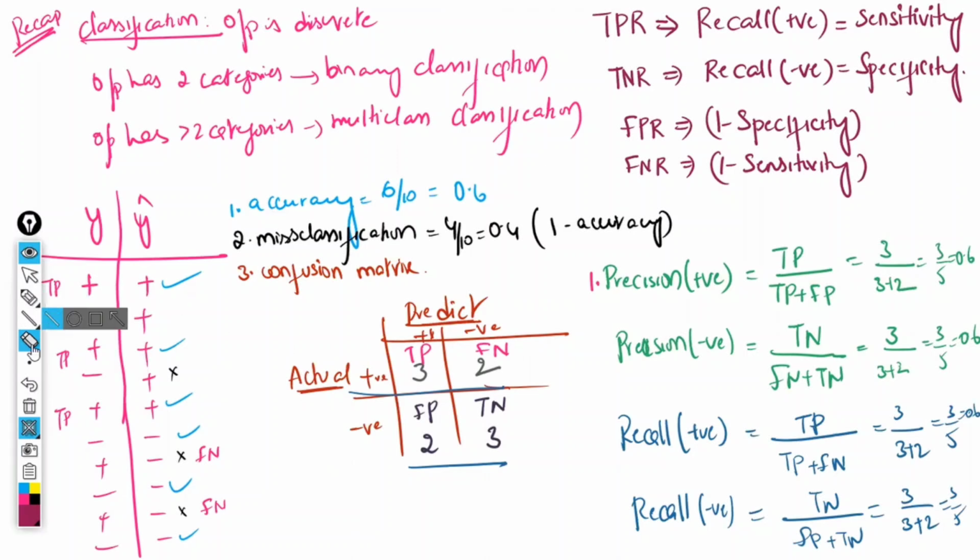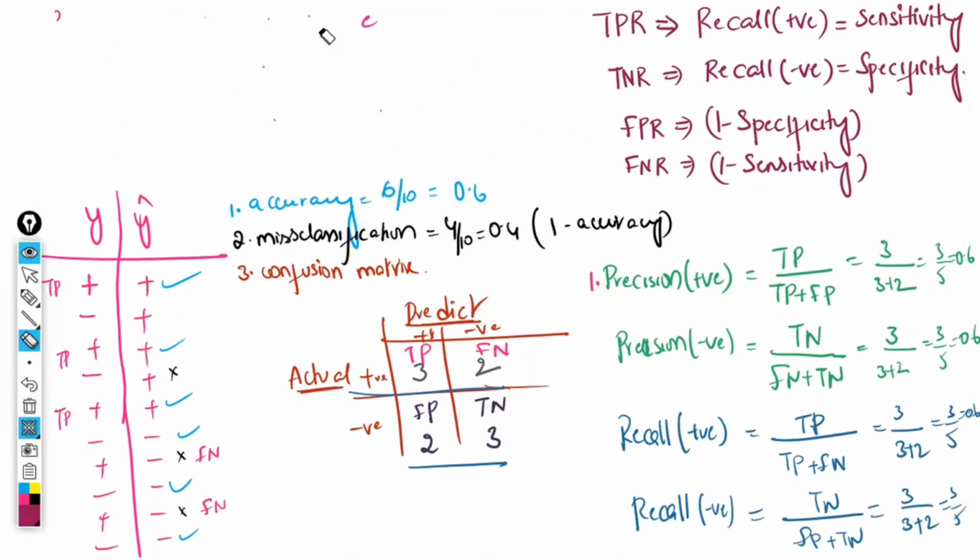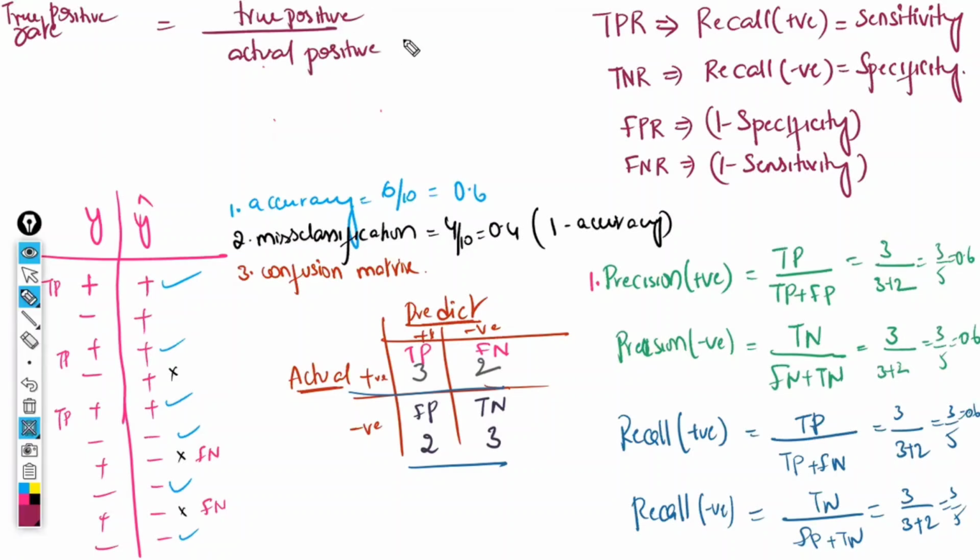Now, the question is, sir, formula-wise you have written it and it is also called that, but what is meant by rate? Just understand what is meant by rate. Rate means with respect to actual. When you are working on the true positive rate, it means true positives divided by actual positives. So, TP divided by actual positives, that is TP plus FN, which is also equal to this one.